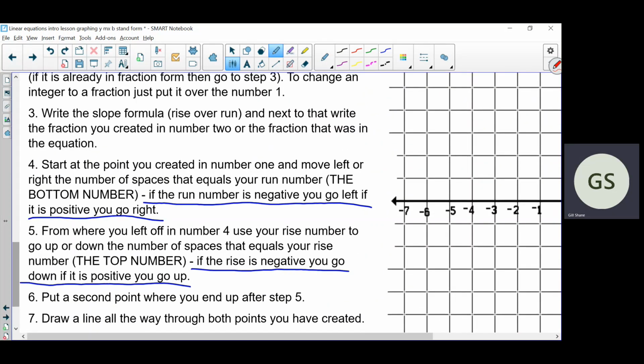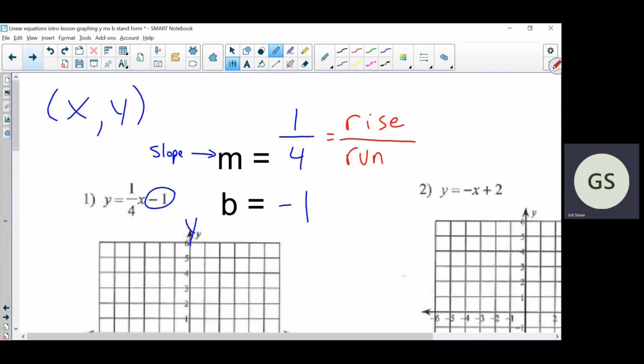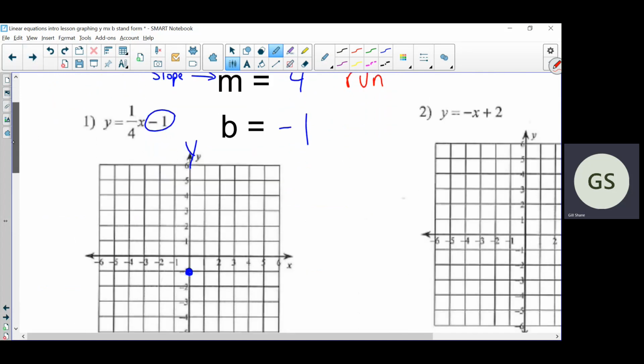So 4, if the run number is negative, you go left. If it's positive, you go right. 5, if the rise number is negative, you go down. If it's positive, you go up. No. Almost. You're so close. So here's the last step, and then you can go.